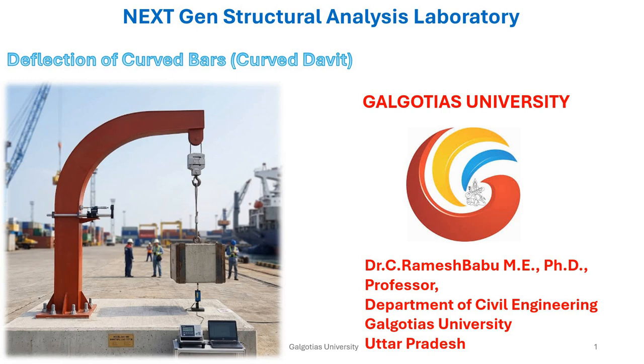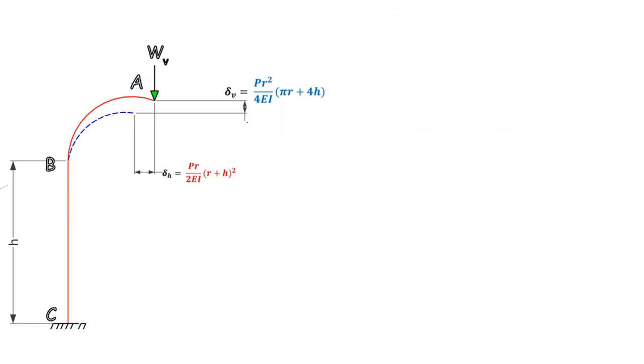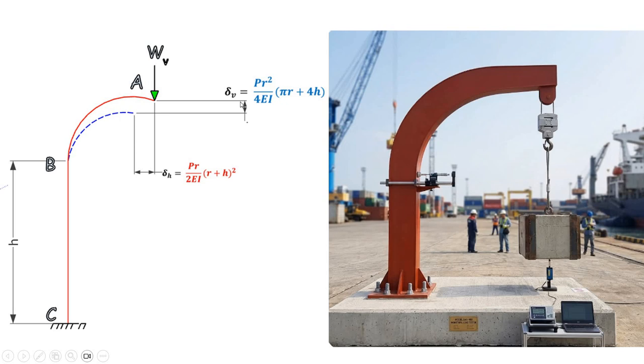So proceeding further, we will derive the expression for finding the vertical and horizontal deflections. So you can see that here we are applying only the vertical load that is present here, and for this vertical load we will be trying to find out the horizontal deflection as well as the vertical deflection.